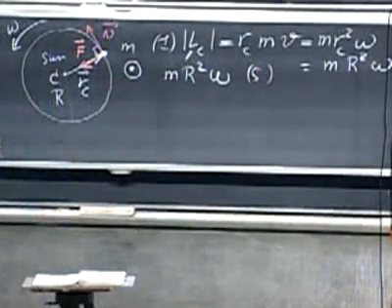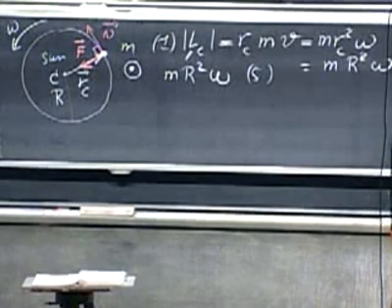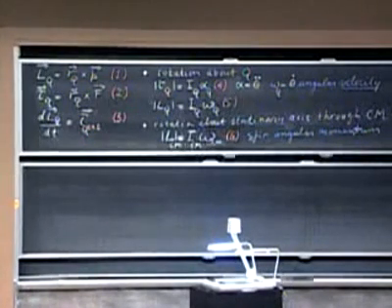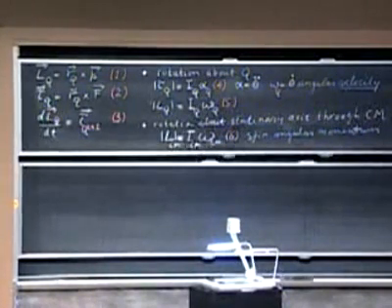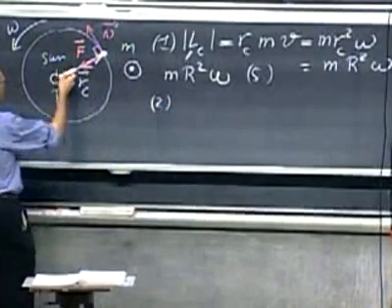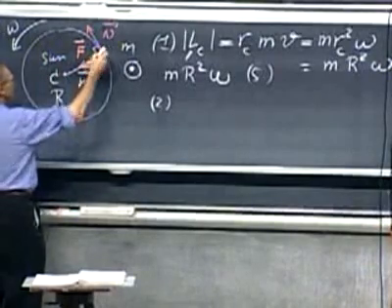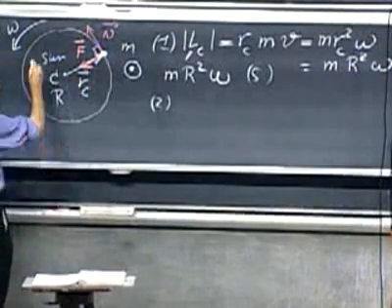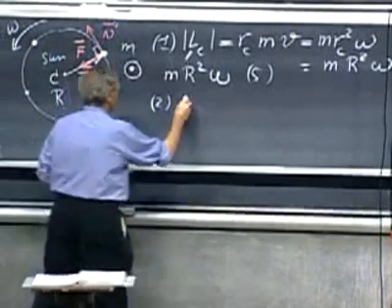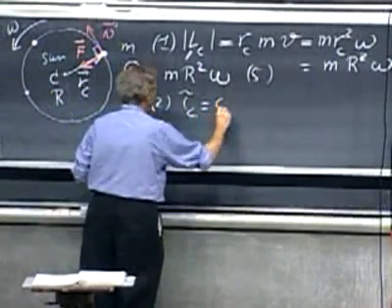If I go to equation number 2, then equation number 2 is telling me that if I choose point C, but only if I choose point C, the torque relative to point C is 0. Because the force and the position vector make an angle of 180 degrees with each other, whether the object is here or here or here, that makes no difference. And so the torque relative to point C is 0.